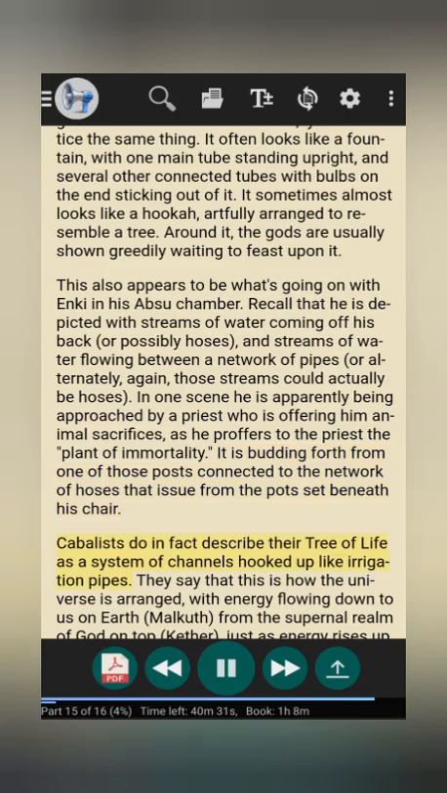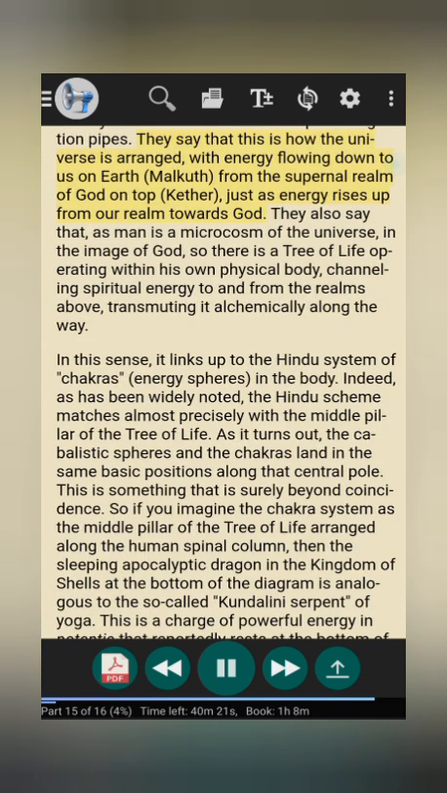set beneath his chair. Kabbalists do in fact describe their Tree of Life as a system of channels hooked up like irrigation pipes. They say that this is how the universe is arranged, with energy flowing down to us on earth, Malkuth, from the supernal realm of God on top, Kether, just as energy rises up from our realm towards God.